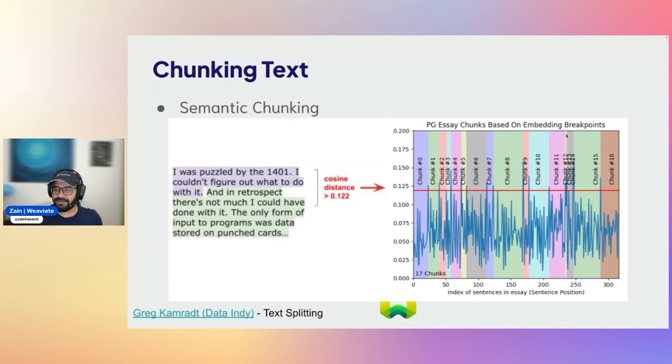So this might be a quick divergent tangent where he's talking about a topic and then he diverts over to another topic for a couple of sentences. It deserves its own chunk, and then you get back to the same topic or something like that. And so this is semantic chunking.